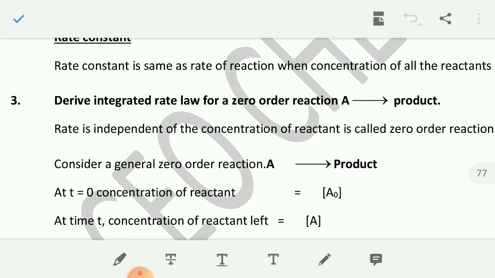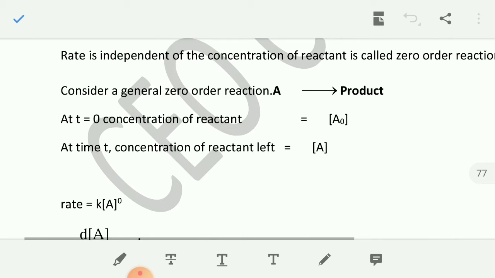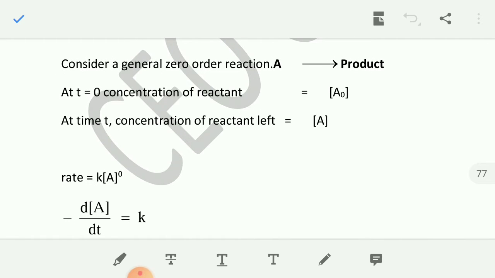Then third question, derive the integrated rate law for a zero order reaction. So for a zero order reaction, A gives product. A is the reactant, B is the product. At t equals 0, the concentration of reactant equals a naught. At a time t, the concentration of reactant left equals the concentration of A. Then rate equals k times the concentration of a naught.